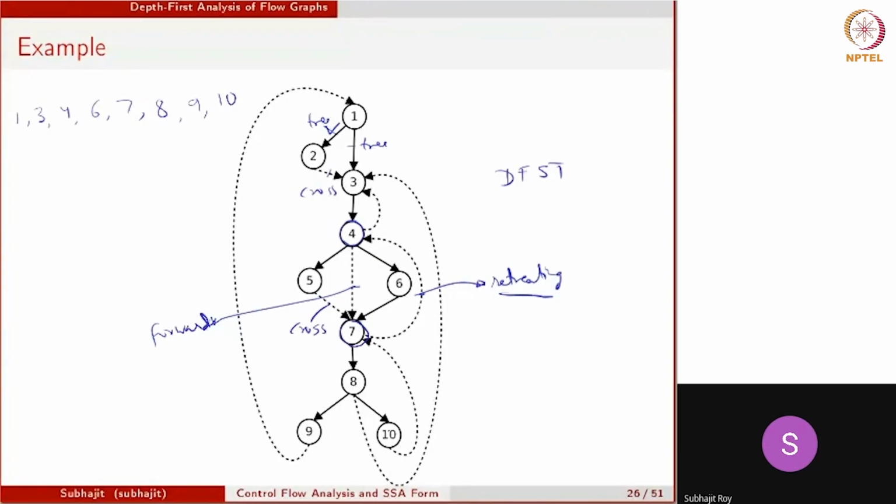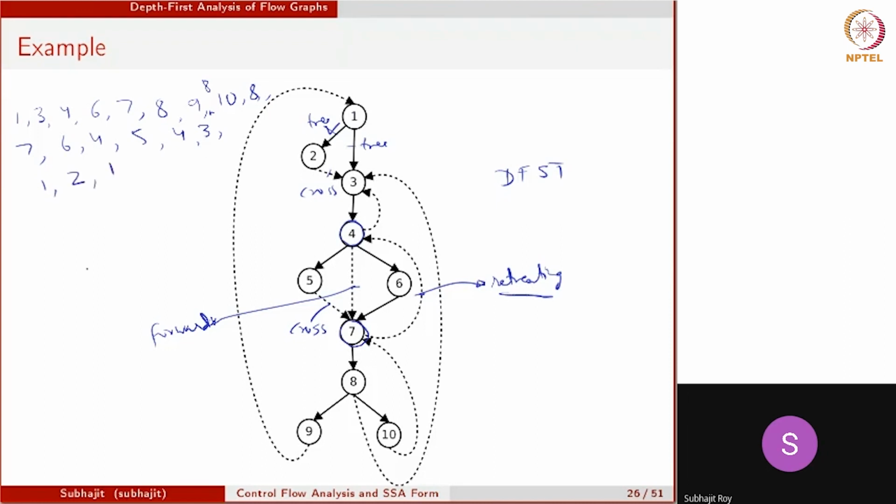After visiting 10, you would have backtracked into 8, then into 7. In fact, there is a backtrack in between also, so I missed that. Between 10 and 9, there would have been a backtrack to 8. Then you would have visited 7, then from 7 backtracked into 6, then backtracked into 4, and from 4 you would now visit 5. Then again you backtrack into 4, then you visit 3, then you visit 1, then you visit 2, and then again you backtrack into 1.